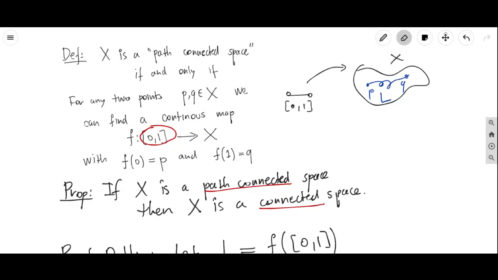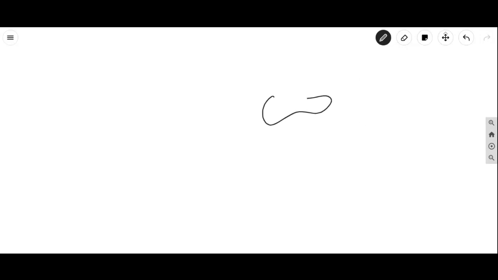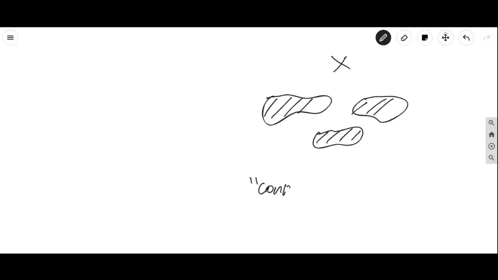And I want to finish with something called connected components. So this is the last thing we'll talk about connectedness. So let's finish with this. Connected components. So here is the idea. Before we write down the definition, I want to draw some pictures. If you look at this space over here, this is X. There are three different pieces of this. You refer to these three pieces as the connected components of X.